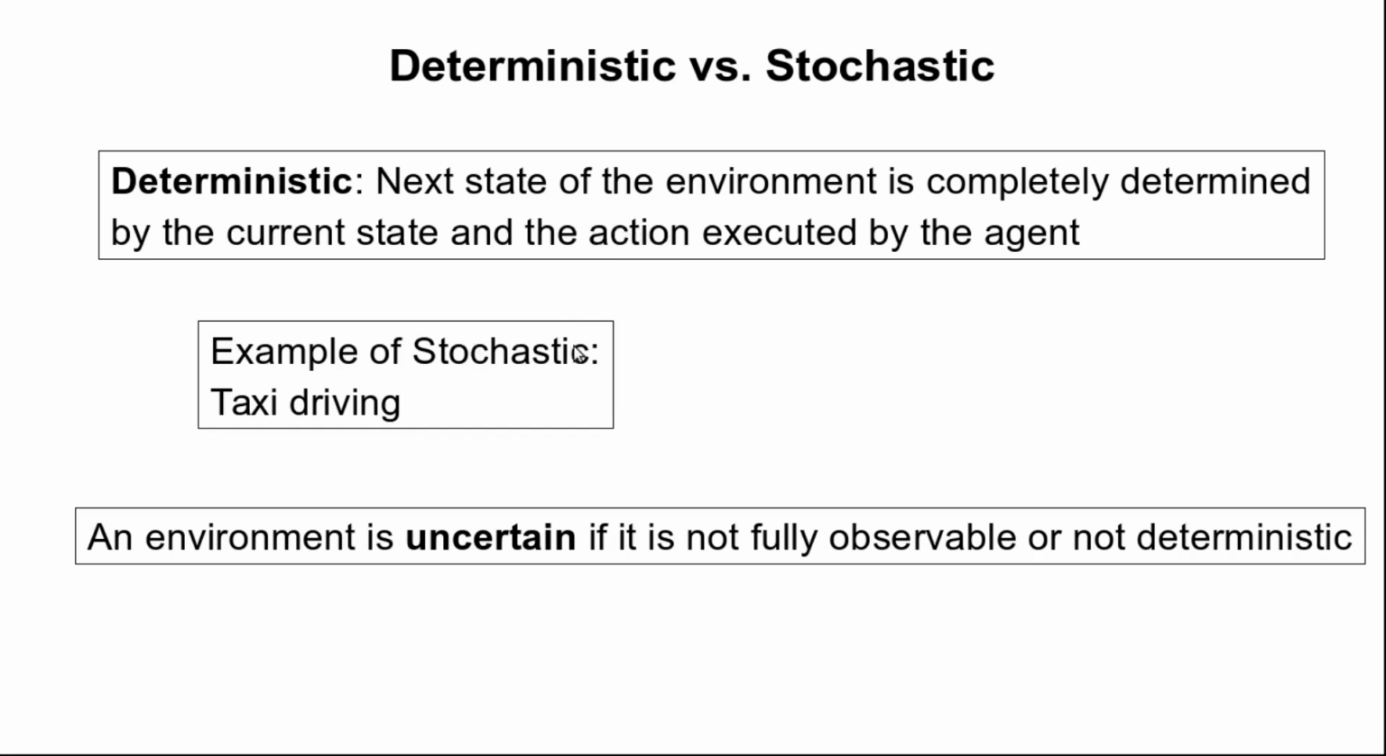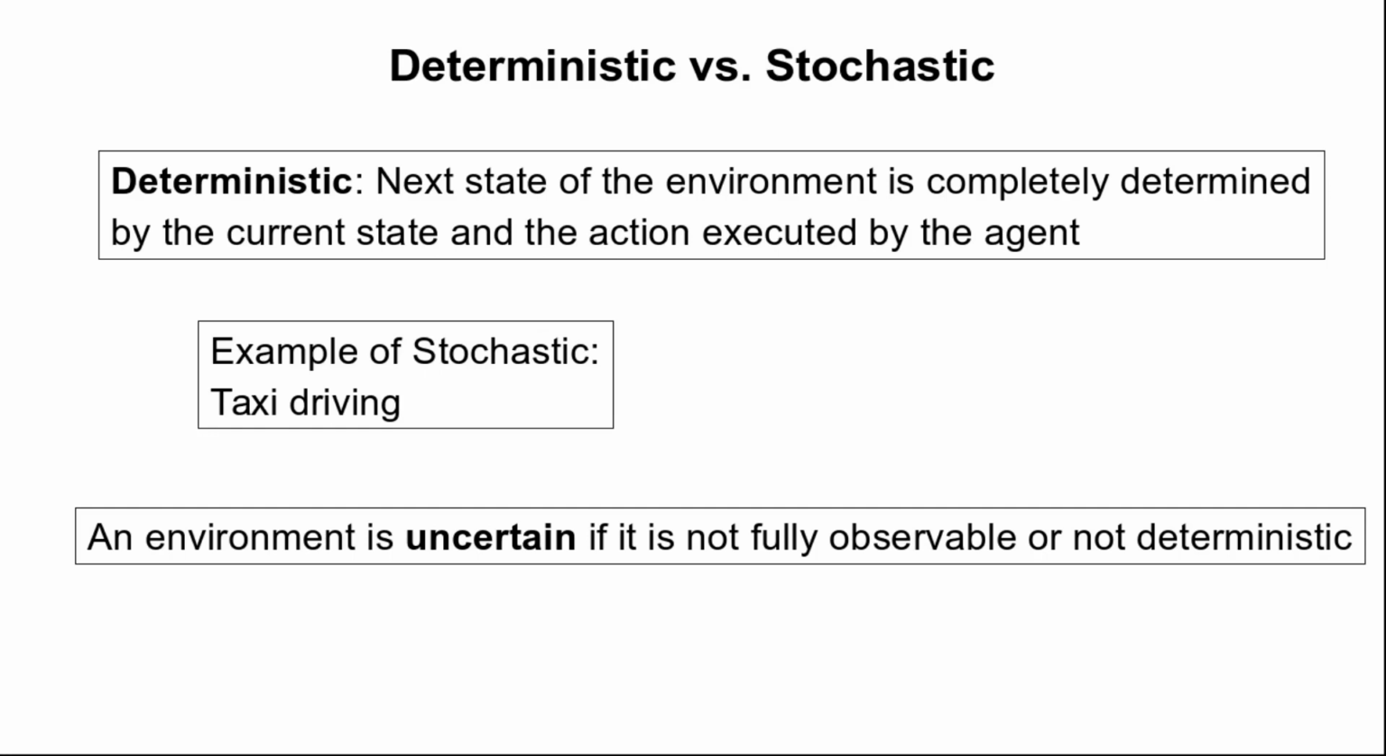Whereas in case of the crossword solving agent, the next state of the puzzle is determined only by the action that the agent takes. So the state of the puzzle will change based only on the action of the agent.